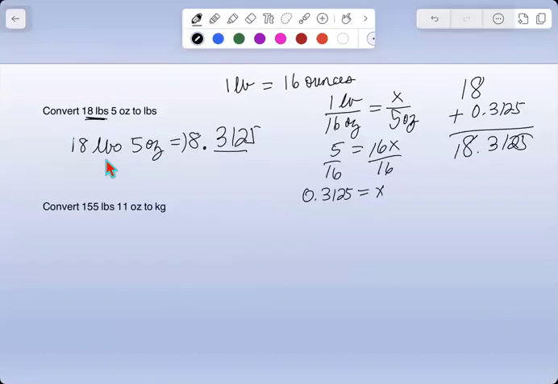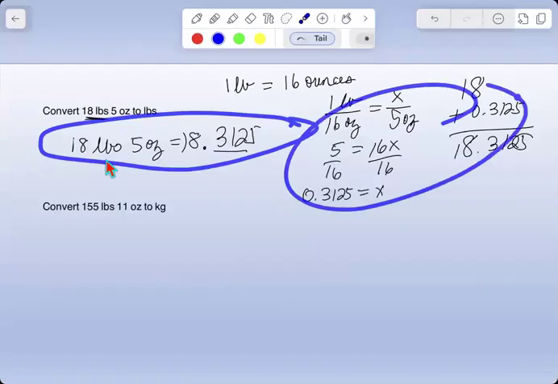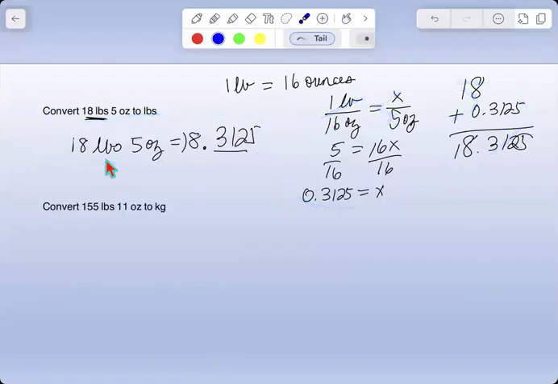We're going to do the 155 pounds, 11 ounces, and convert it completely into pounds like we did exactly here. And then we'll take that to kilograms. So it's a two-step process. Okay. So we need to know what the heck 11 ounces is. So we know 1 pound is 16 ounces. So how many pounds would that 11 ounces be?